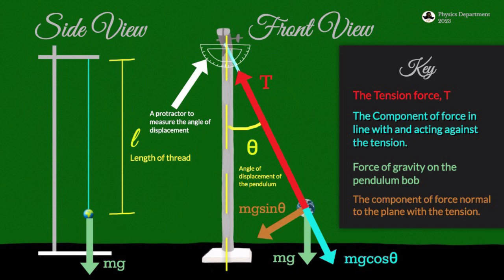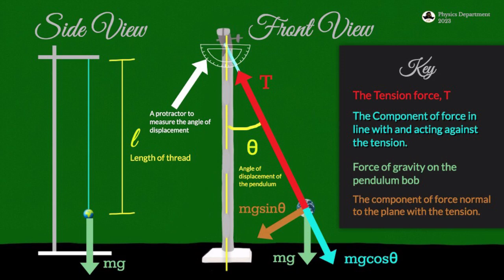So we're going to see that the mg sine theta is what I refer to as the restoring force, which is the force that takes the pendulum bob back to its equilibrium position, where it was vertical, in line with that normal line that you're seeing, which is that broken yellow line that I was talking about, which is in line with the retort stand, vertical.